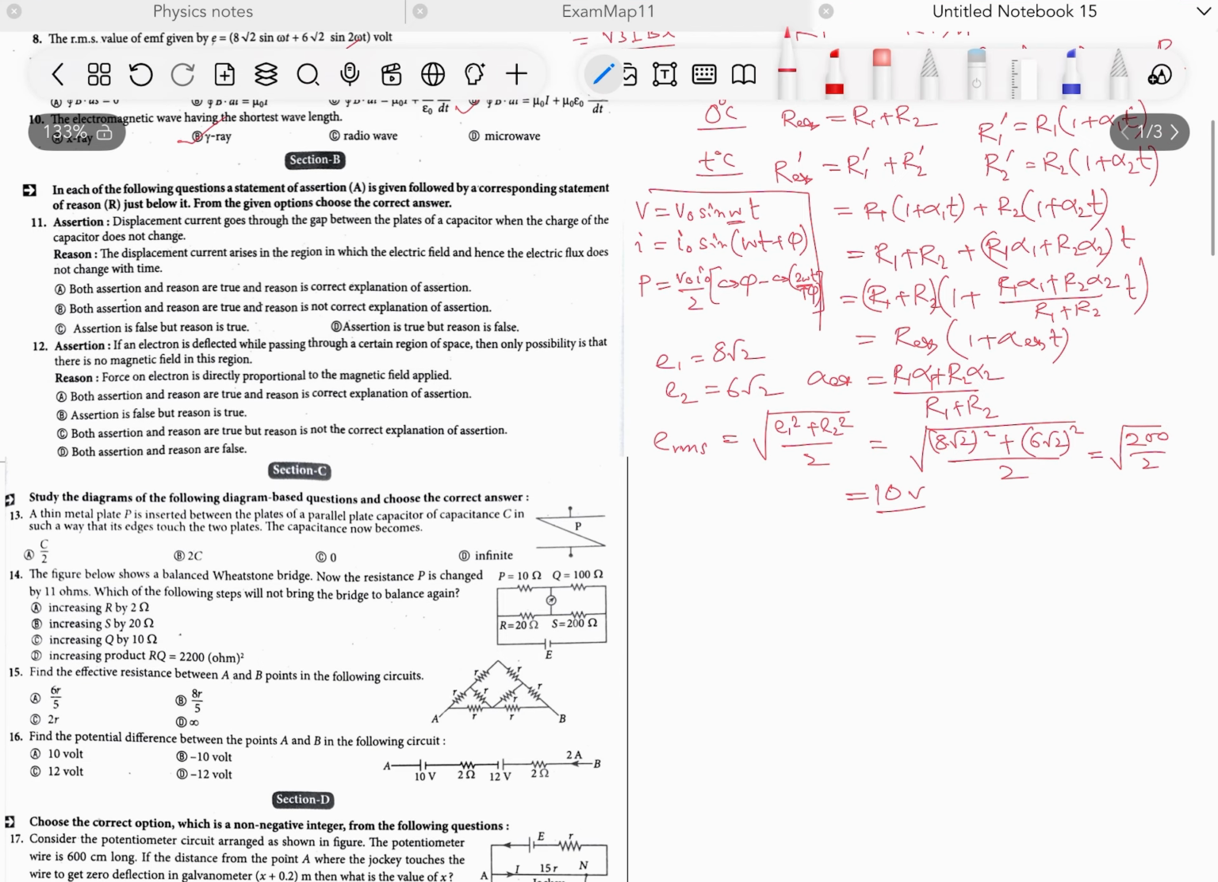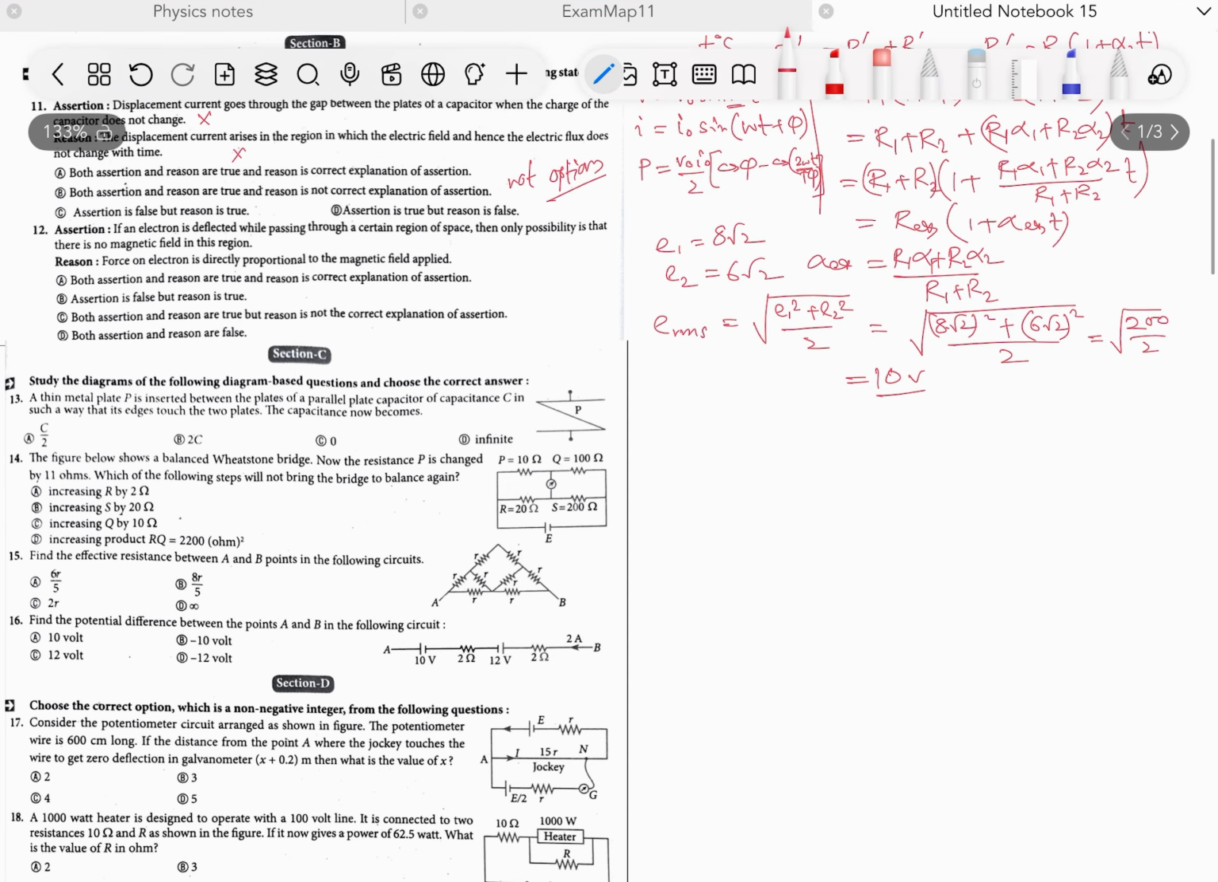Okay. Now displacement current goes through the gap between the plates of capacitor when the charge of the capacitor does not change. Actually, displacement current is created when there is a variation of charge or electric field. So assertion is not correct. And also the reason, the displacement current arises in the region in which the electric field and hence the electric flux does not change with time, is also not correct. So no options are correct.